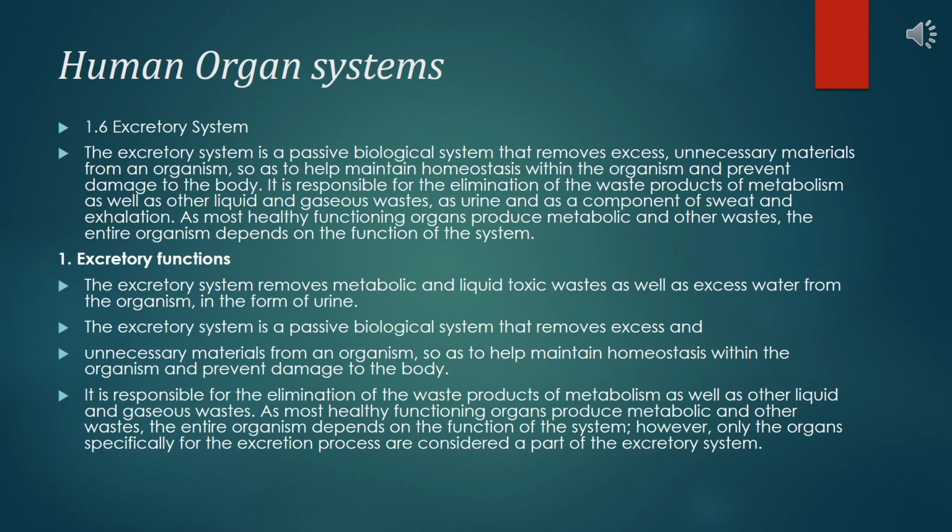1.6 Excretory system. The excretory system is a passive biological system that removes excess, unnecessary materials from an organism so as to help maintain homeostasis within the organism and prevent damage to the body. It is responsible for the elimination of the waste products of metabolism as well as other liquid and gaseous wastes, as urine and as a component of sweat and exhalation. As most healthy functioning organs produce metabolic and other wastes, the entire organism depends on the function of the system.